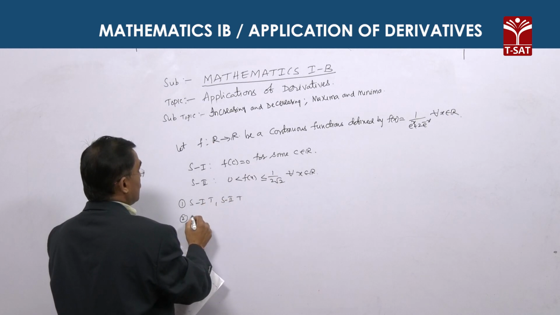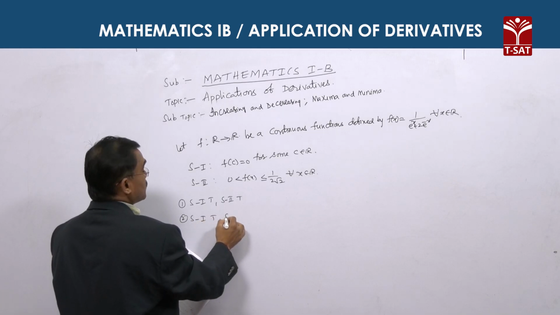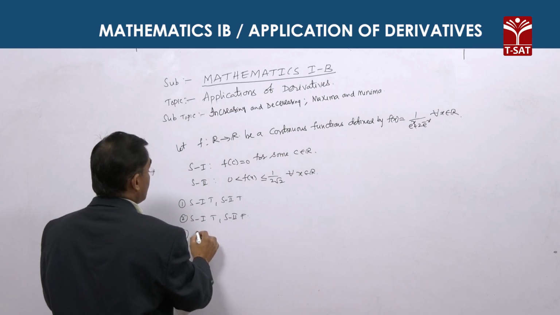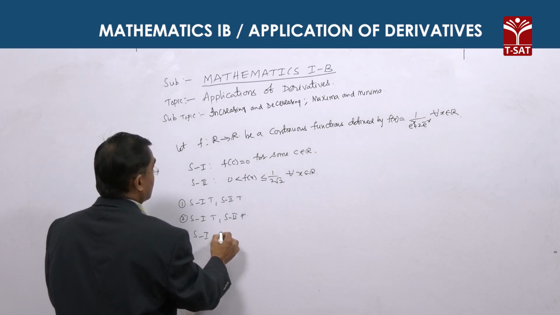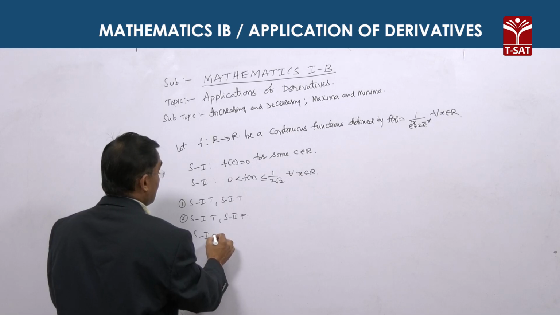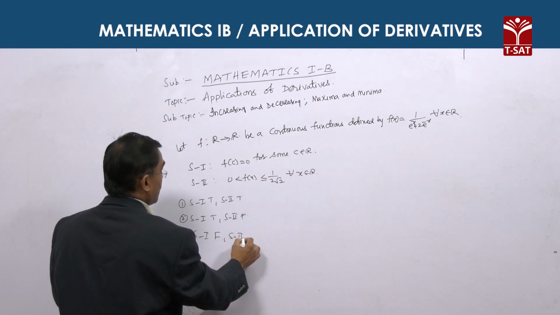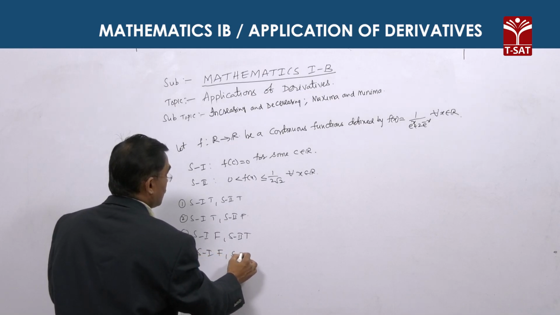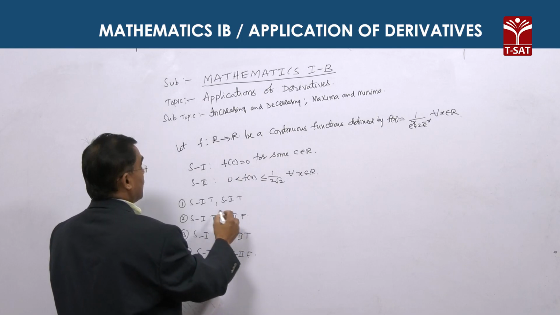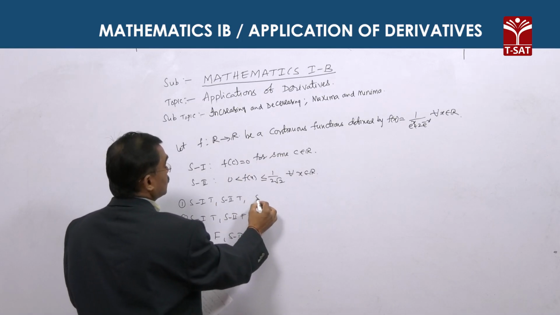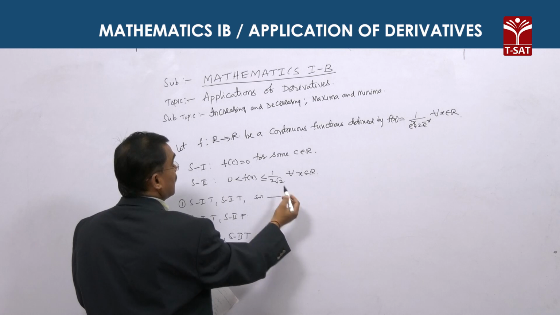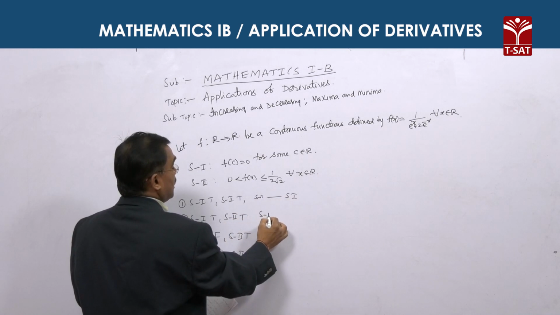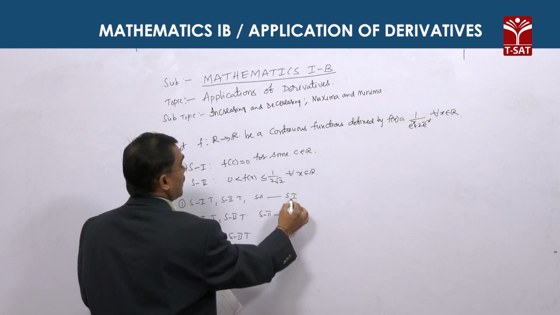The second answer is: statement 1 is true and statement 2 is false. Next, the third answer is: statement 1 is false, statement 2 is true. The fourth answer is: statement 1 is false and statement 2 is also false. And in the first option, statement 2 is the correct reason for statement 1, which is also true.